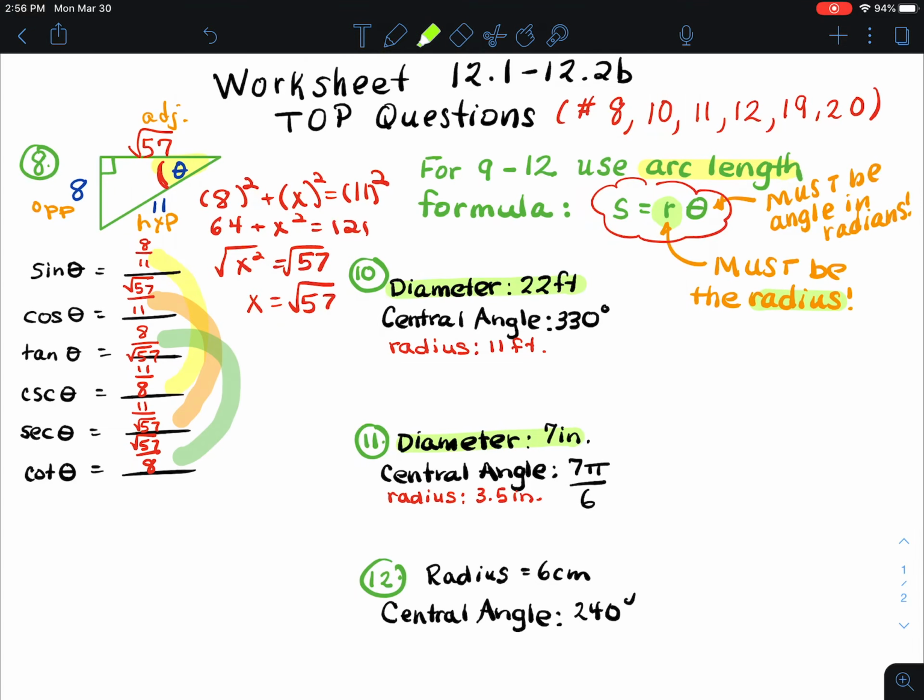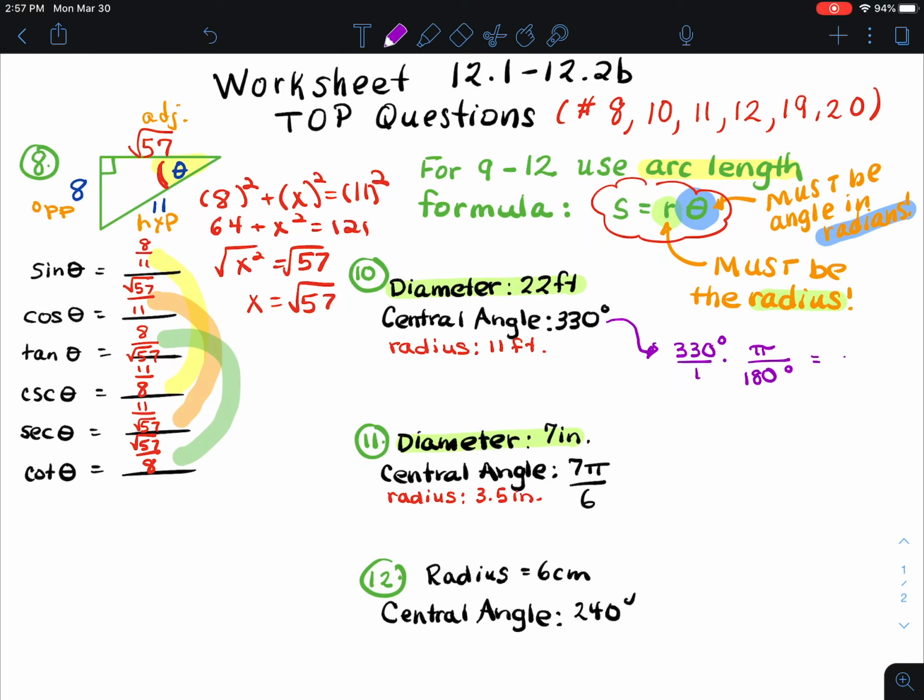The other really crucial piece is you're going to plug the angle in here for theta, but it cannot be the angle in degrees. It must be the angle in radians. If you look at number 10, you can see they're giving you the angle in degrees. So we have to look back at that previous notes page that showed us how to convert out of degrees and into radians. That's when you multiply by pi over 180. So I'm going to multiply by pi over 180.